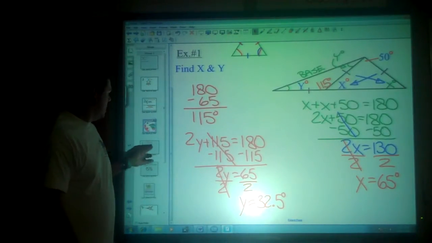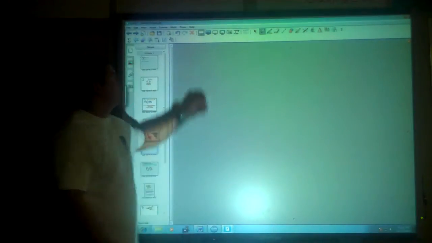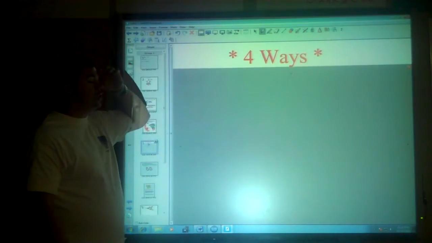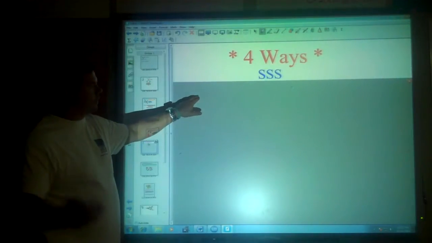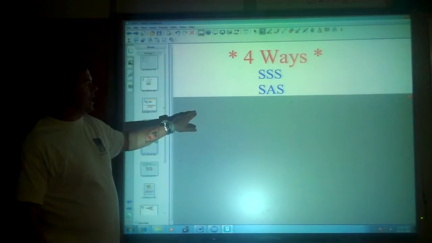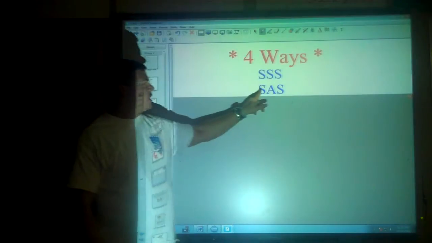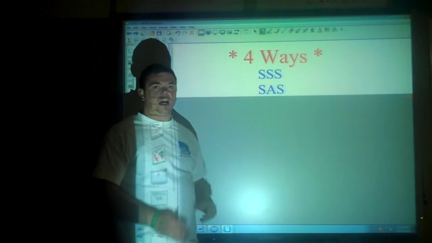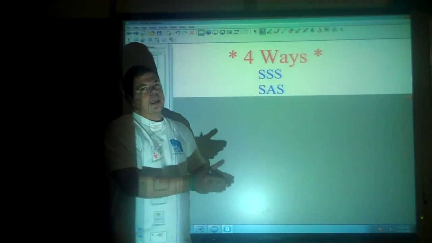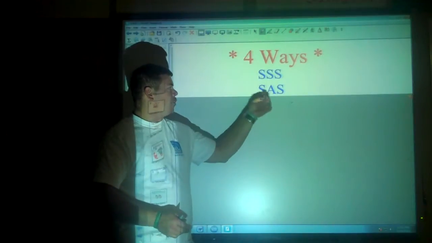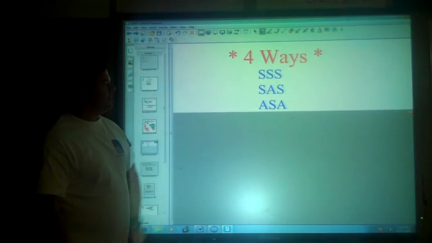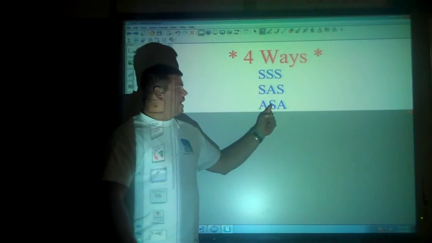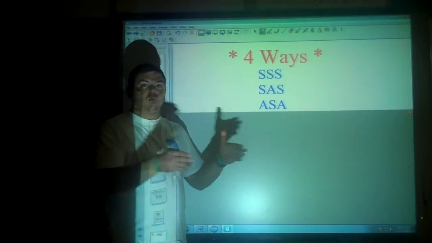So we have now solved for both the x value and the y value, all based off of the base angles theorem. Up to this point, you should have 4 different ways that you can check congruency for triangles. We have side, side, side, which we learned the first day, as well as side, angle, side. And what's important is the two sides must form that angle. So the two sides are coming together to form this angle. That angle is in between the two sides.